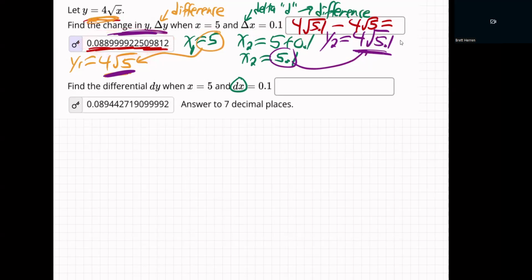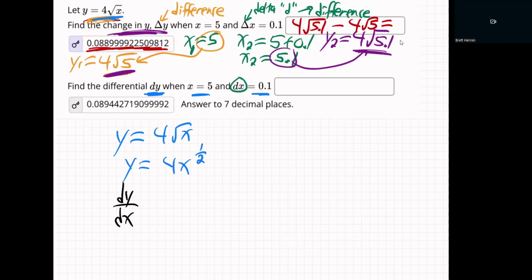Now, what's going on in part 2? Now they want the differential dy when x is 5. So again, we're going to have x1 is 5. Well, let's just start here. So let's take this function right here, y equals 4 root x, and I'm going to rewrite that as 4x to the half because I want to find dy. How am I going to find dy? Well, we got to take the derivative.